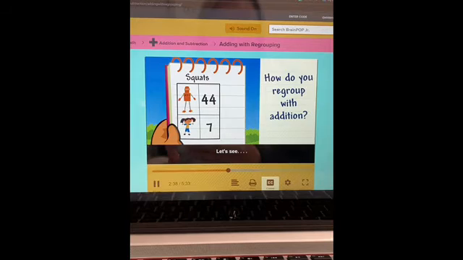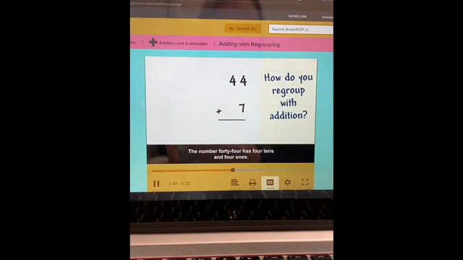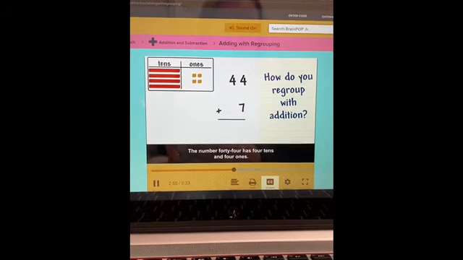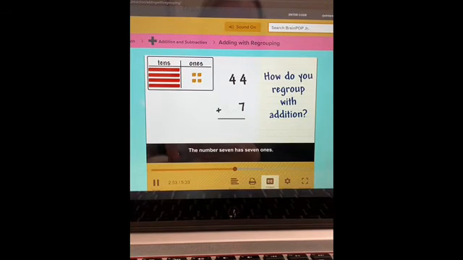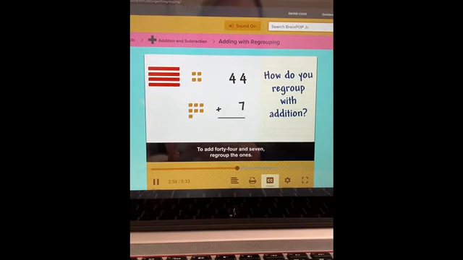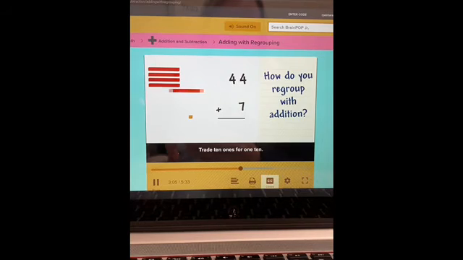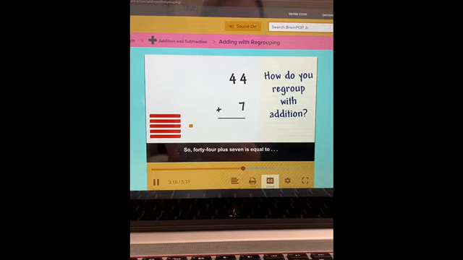Let's see. You did 44 squats, and I did 7. How many did we do together? The number 44 has 4 tens and 4 ones. The number 7 has 7 ones. To add 44 and 7, regroup the ones. Trade 10 ones for 1 10. So 44 plus 7 is equal to 51.